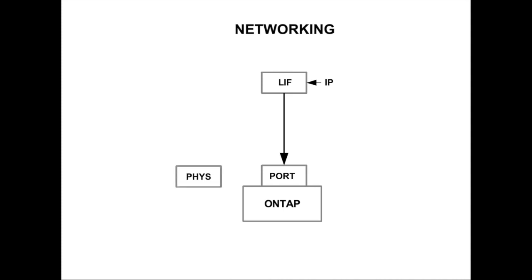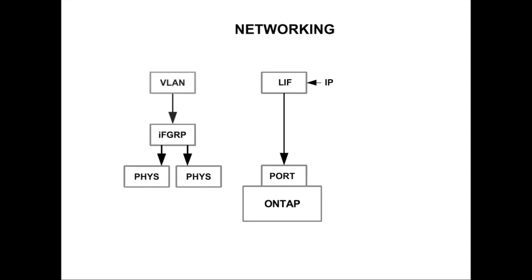IP addresses are part of what is called a logical interface. A logical interface is configured upon a port, and ports can be virtual or physical. Virtual ports are interface groups and VLANs. Physical ports are network interface cards. Interface groups are collections of physical ports. And VLANs can be configured upon an interface group and they can be configured upon physical ports.